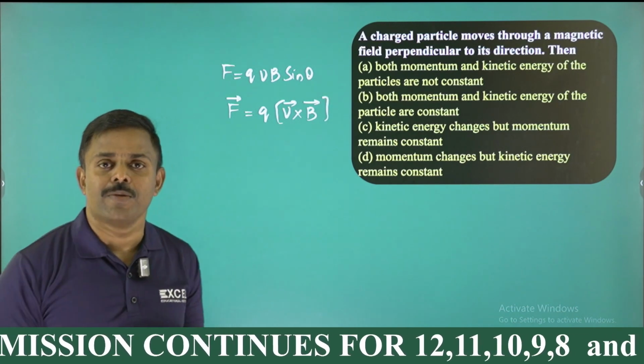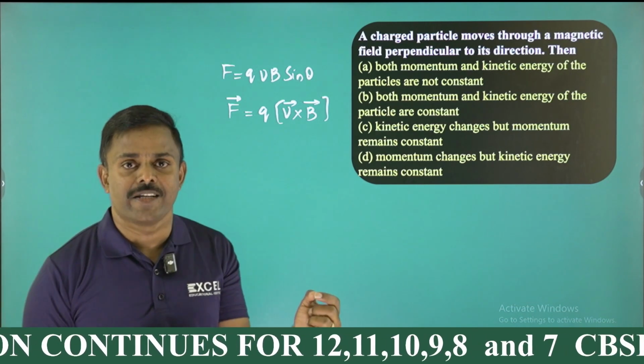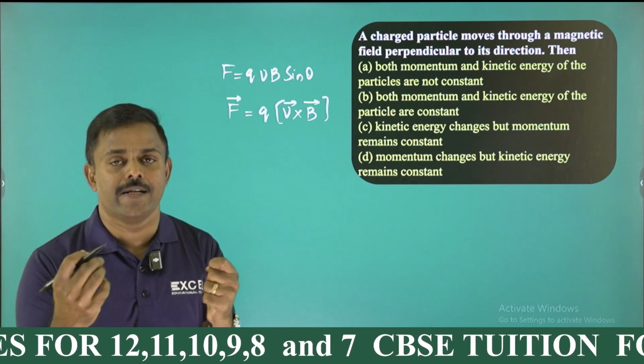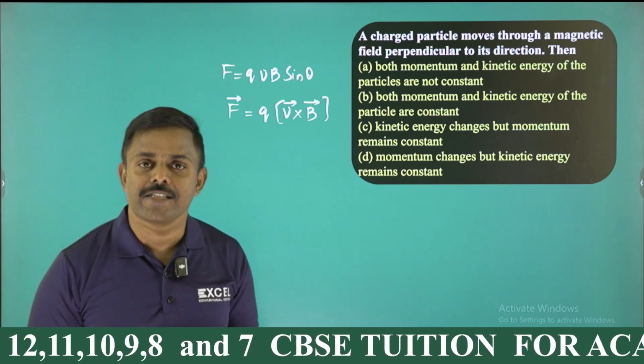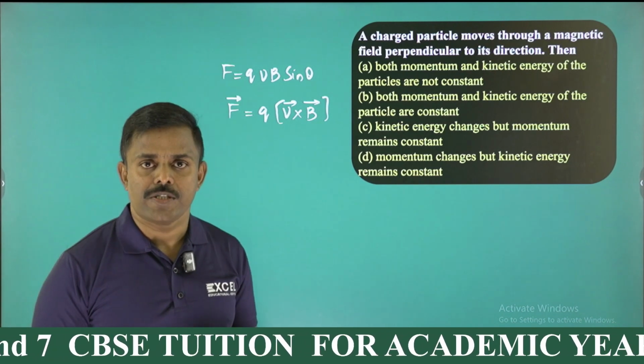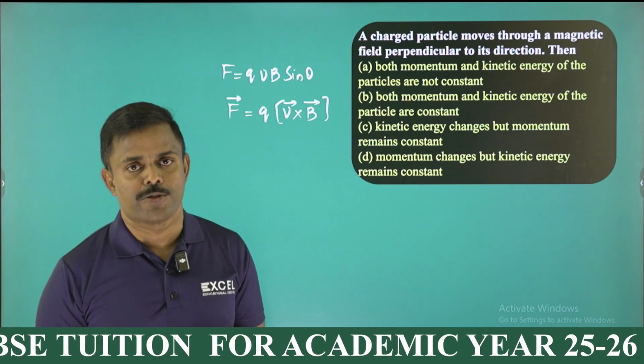So, let's see the context one more time. We have a charged particle entering a magnetic field with a velocity V at an angle theta. So the particle is acted upon by a force. That force is called magnetic force. F is equal to Q into V cross B.